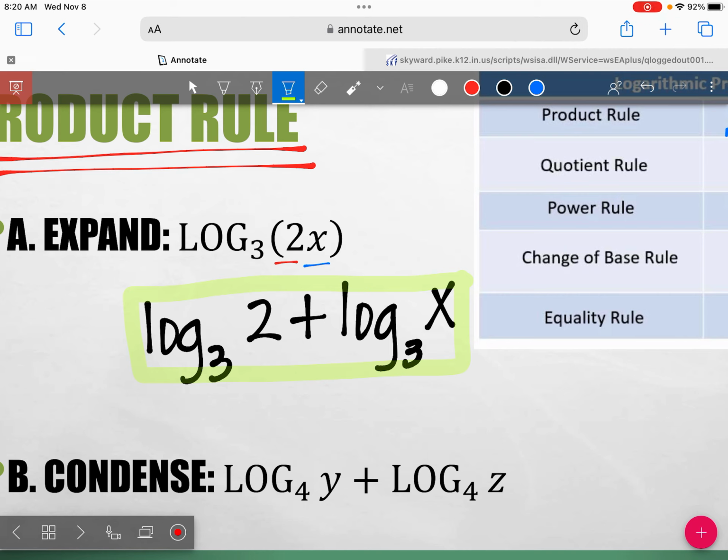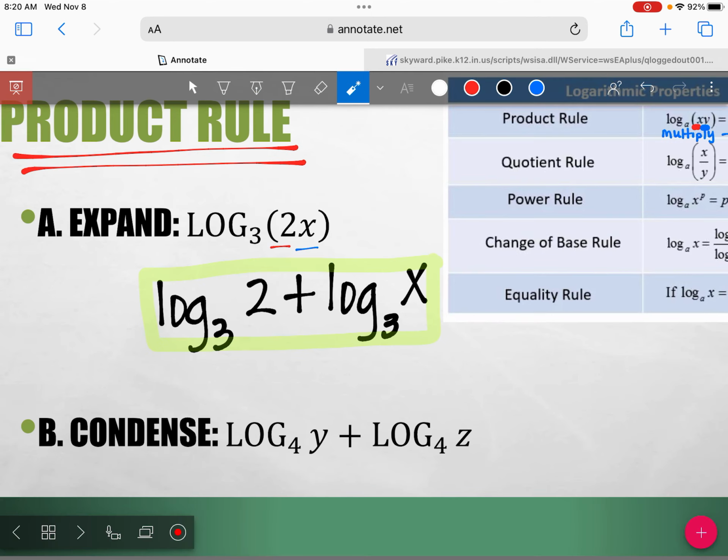Conversely, you also have to notice when it's already expanded. So this has already been expanded. How do we condense it? When we see that is being added, then we condense it by multiplying. We have to know that these two things, which would be the y and the z, are actually multiplied. So this would condense down to the log base 4, and it would be a y times z. And that is your final answer. So that would be the product rule.